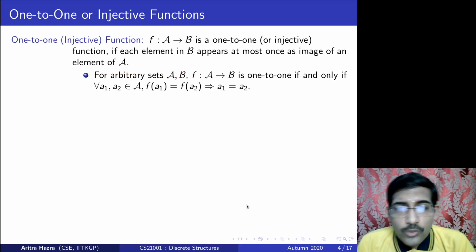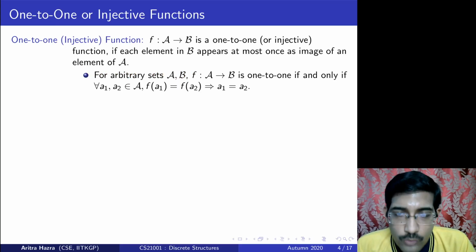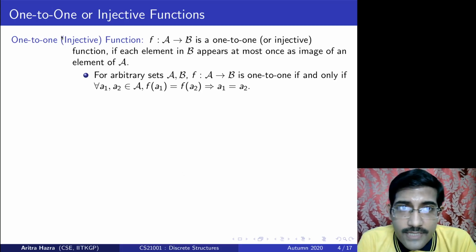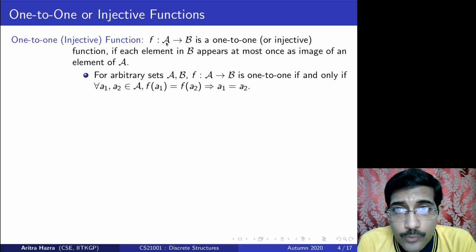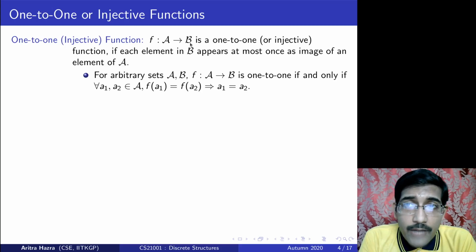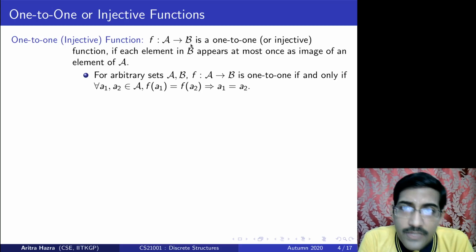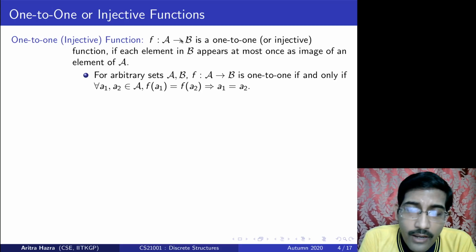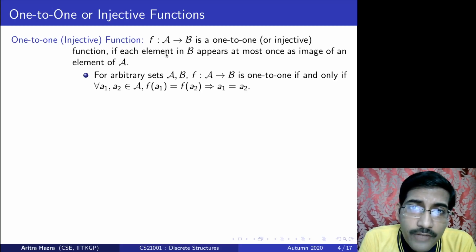There are two types of functions that we mostly consider. One is called one-to-one or injective function. As the name suggests, an injective function is one-to-one. So F from A to B is called one-to-one if each element of B appears at most once as an image of some element in A. It means that for an element in B, I cannot get two different elements in A mapping to B.